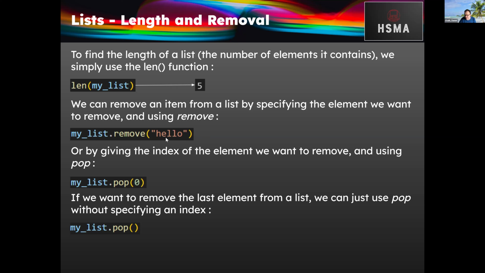Sometimes though, you want to remove it not based on the value, but based on its index. And to do that, you use the .pop method, so the pop method of a list object. And pop works in the same way. It's just you give the index. So pop and then providing a value of 0 will remove the first element from the list. With pop as well, if you just call the pop method and you don't specify any index, it'll just remove the last element from the list.